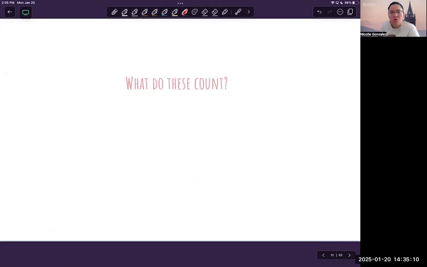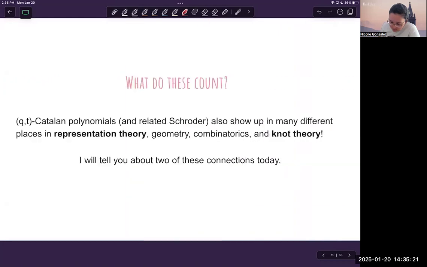All of these polynomials, by virtue of generalizing each other, generalize as well the QT Catalan numbers. So of course, why are they even interesting? What are they counting? Well, it turns out that these QT Catalan polynomials, all the generalizations I just mentioned, and these associated Schroeder polynomials, show up also in various places in representation theory, geometry, combinatorics, and knot theory.